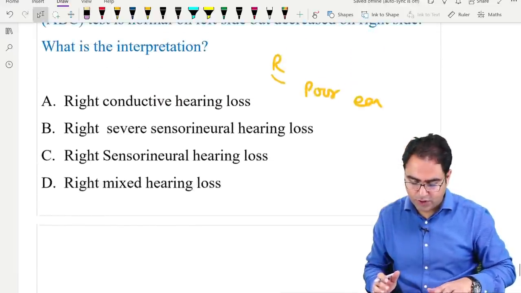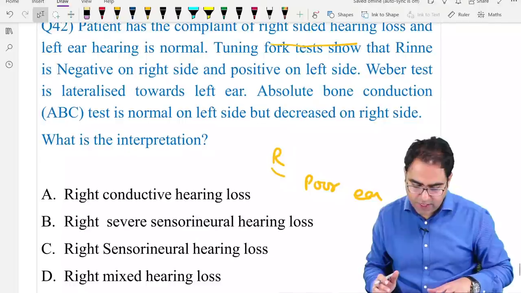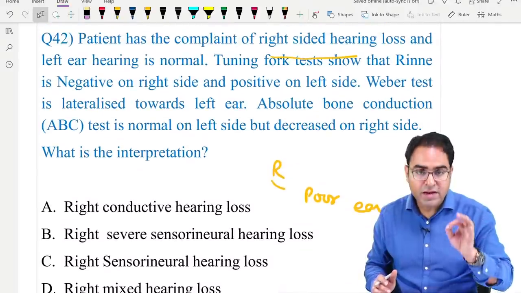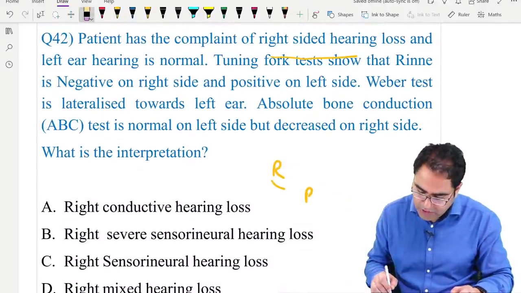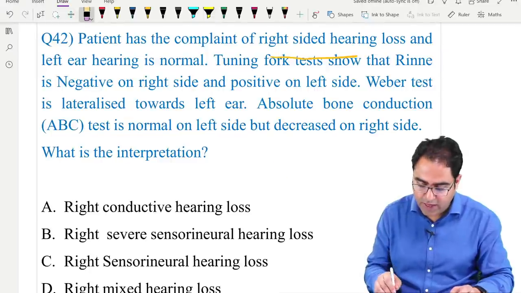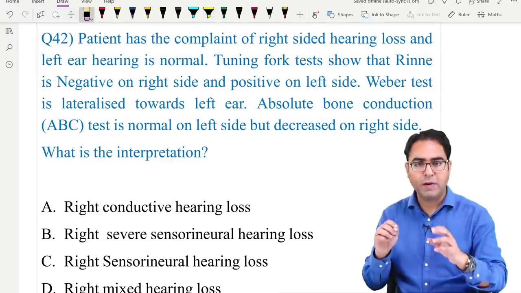Look at this question. What is happening over here? Patient says that the Rinne is negative on the right side. I start thinking, oh, it means that the patient is suffering from right-sided conductive hearing loss. No hurry. I want to spend time on this question.